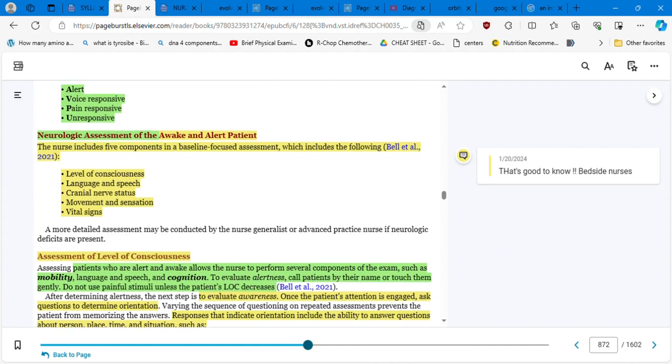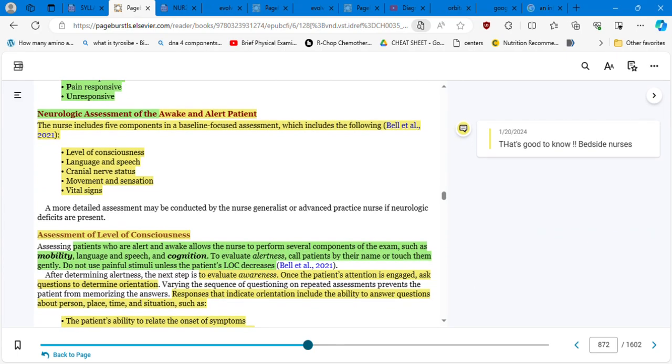Neurologic assessment of the awake and alert patient. There are going to be two neurologic assessments, one for the awake and alert and one for the unconscious. Let's focus on the awake and alert patient.